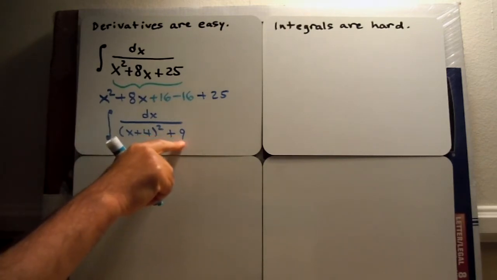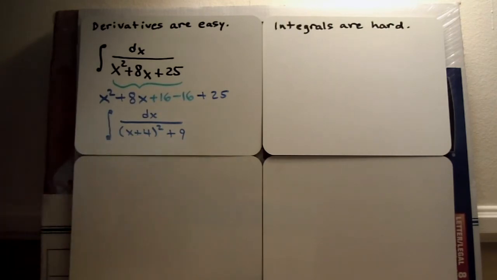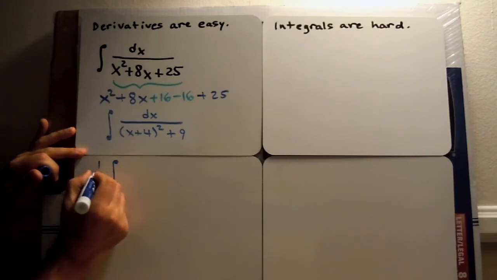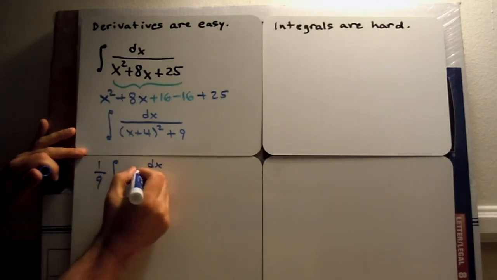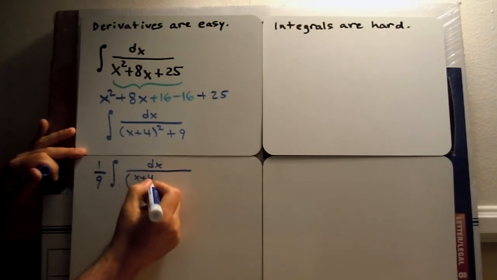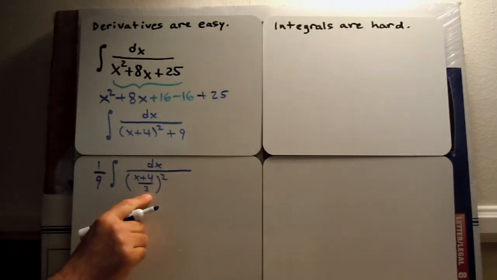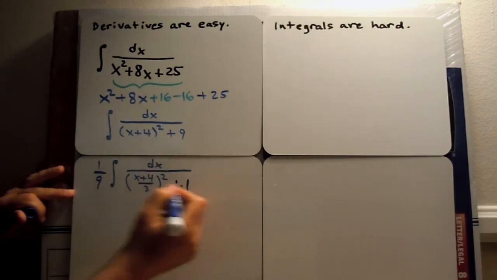The arctan form would have a plus 1 right here. But let's go ahead and factor out that 9 from the bottom there. And then that becomes 1/9, and I've got dx. And then I've got x plus 4, and I'm going to write it as over 3, because that's what that is. 3 squared, you're really dividing by 9. And then the 9 divided by 9 would give you plus 1.